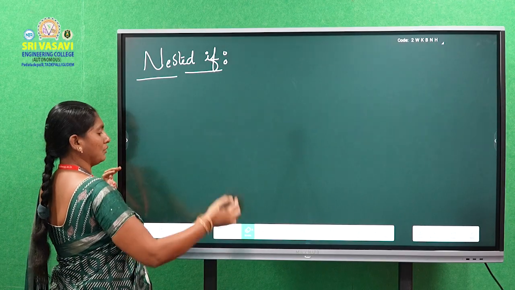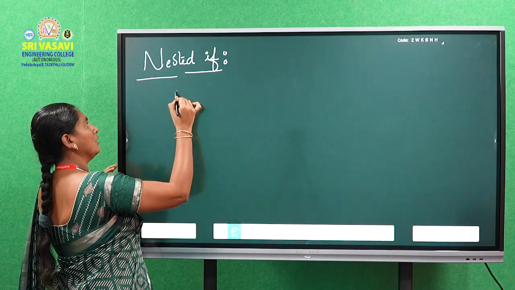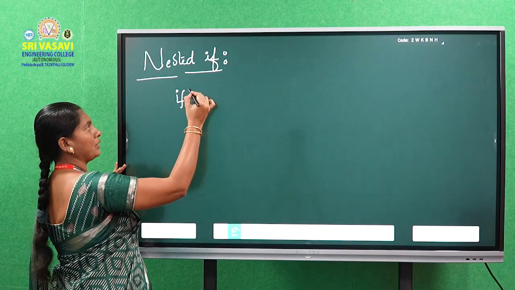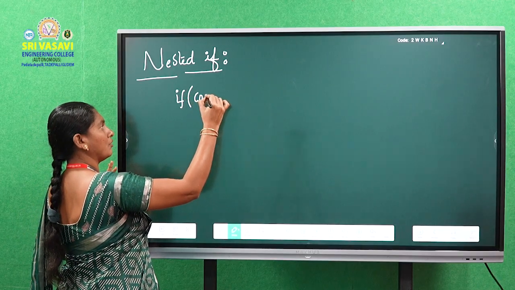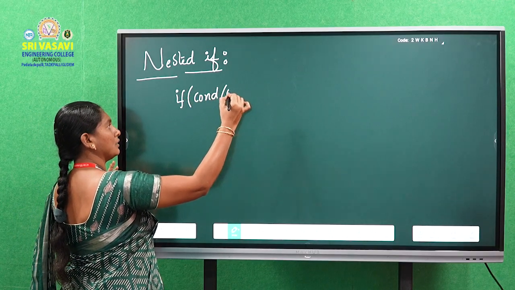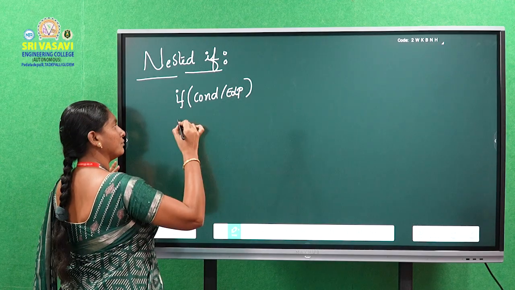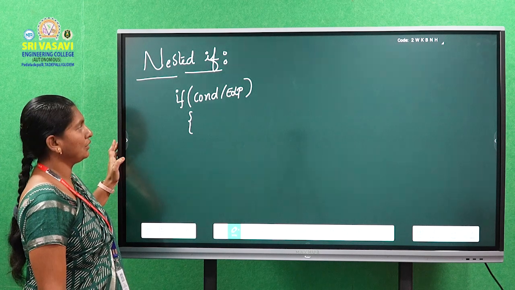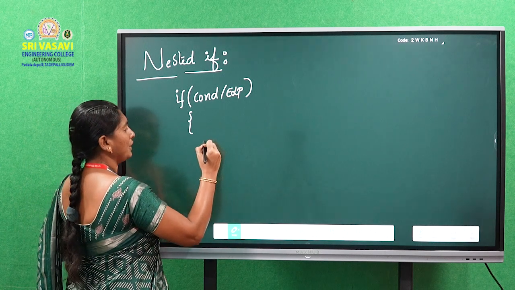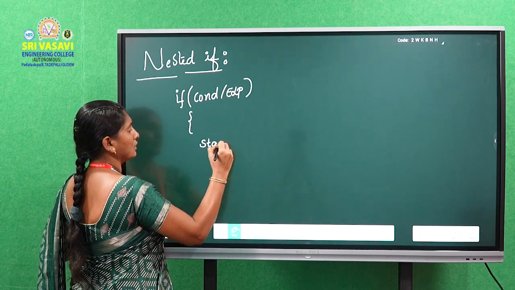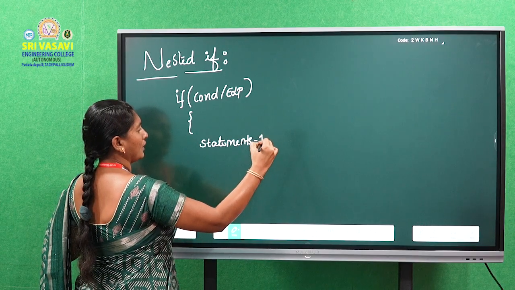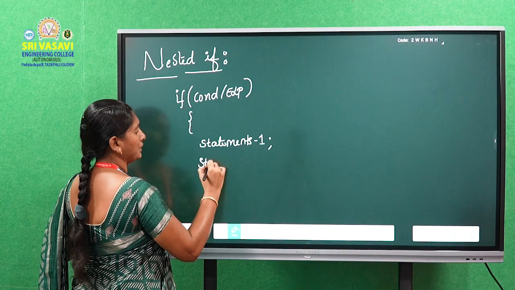Let us suppose we are having one if statement. First, what we have to write? We have to write the keyword if. After that, you have to write a condition or expression. Based on the evaluation of the condition or expression, we will execute some set of statements. Let us suppose I am having two statements here.